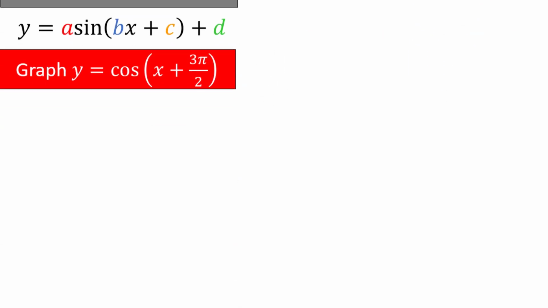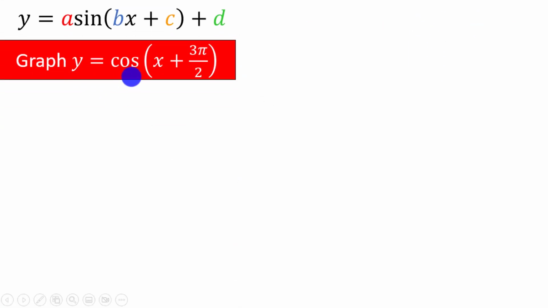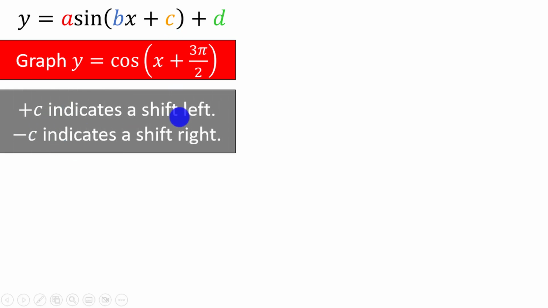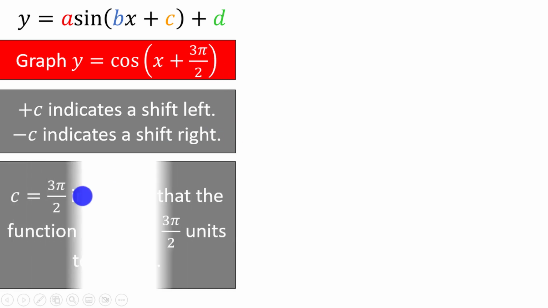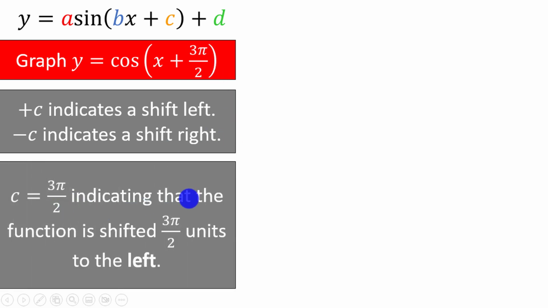Let's try another one. We are asked to graph y equals cosine of x plus 3pi/2. We have a value for c, which indicates a shift either to the left or to the right. A positive value for c indicates a shift to the left, and a negative value for c indicates a shift to the right. In this case, we have a positive value for c. c equals 3pi/2 indicates that the function is shifted 3pi/2 units to the left.